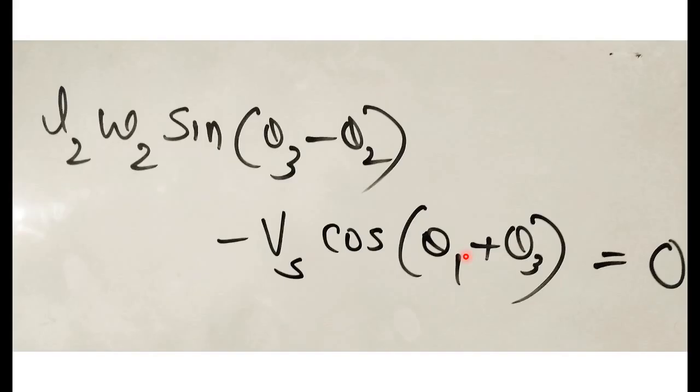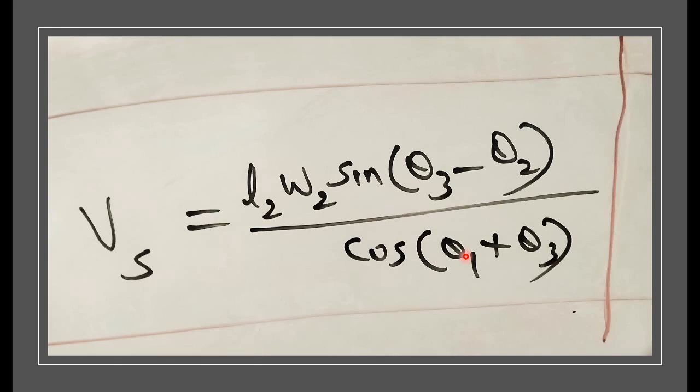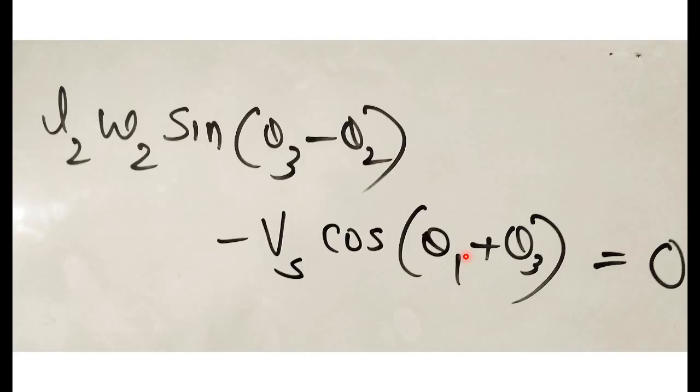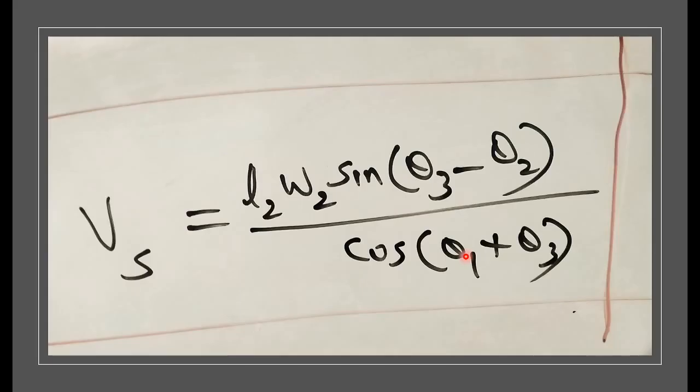Then take Vs on the left hand side and the remaining terms to the other side. We can say Vs equal to L2 omega 2 into sin theta 3 minus theta 2, divided by cos theta 1 minus theta 3. This is your final expression for slider velocity. Okay, so this expression can be used to find slider velocity.